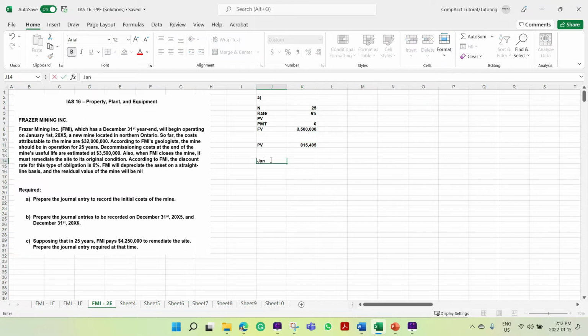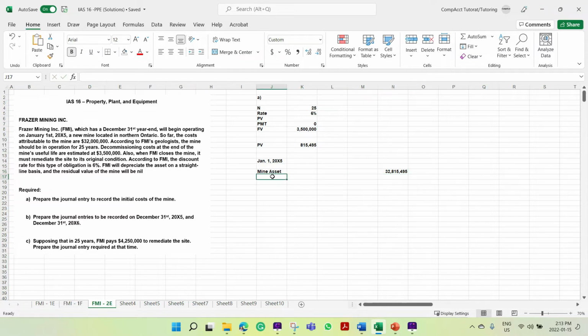Okay, so Jan 1st 2000x5. Okay, so here's the entry. So we know we're gonna call that the mine asset. We're gonna debit mine asset, and we're gonna recognize that at 32,815,495. So that's what goes in the book.